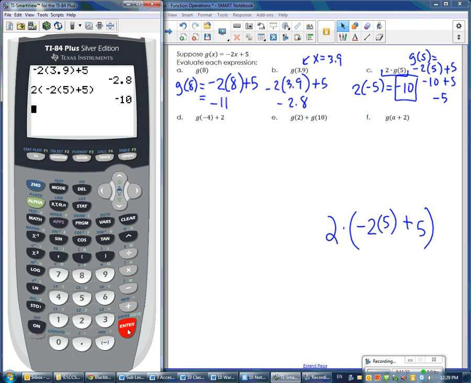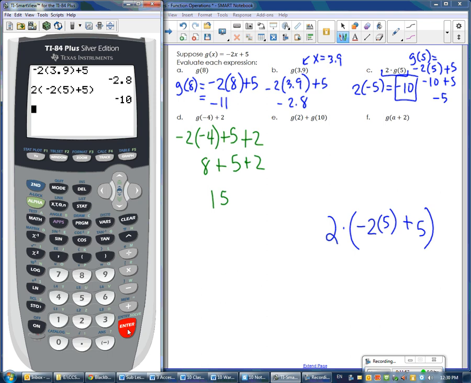Okay, same thing with letter D. g of negative 4 plus 2. So I'm just going to take negative 2 times negative 4 plus 5. That is my g of negative 4. And then essentially I'm just adding 2 to the end. Well, negative 2 times negative 4 is going to give me a positive 8. And 8 plus 5 plus 2. 8 plus 5 is 13. And I add 2 to that. I'm going to get 15.